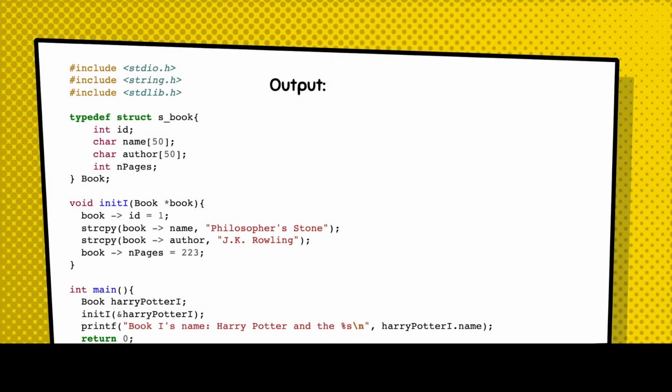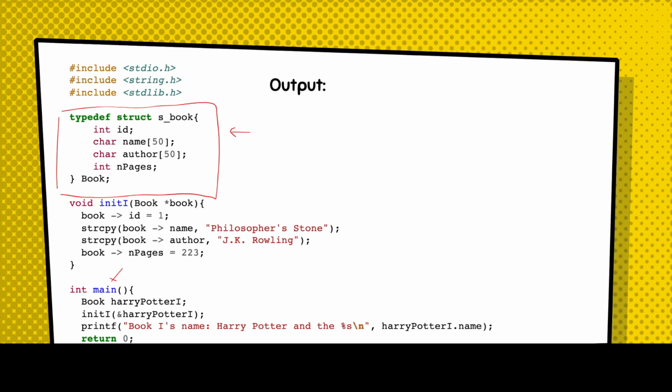The program is composed of three parts. The first part is the definition for struct as book. And the second part is a function called init. And then the last part is the main function. Let's start with the main function.